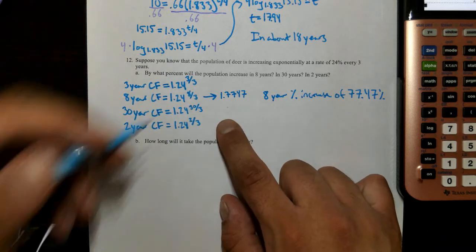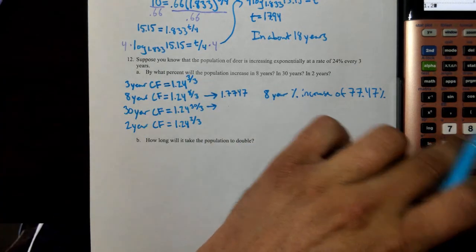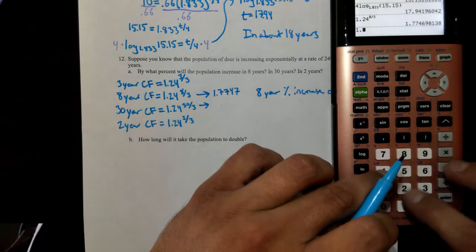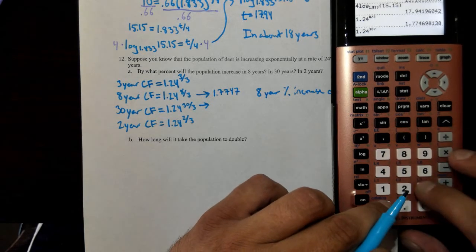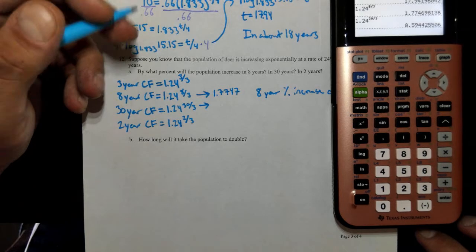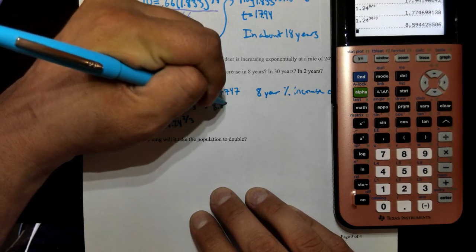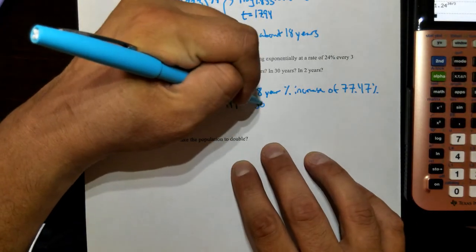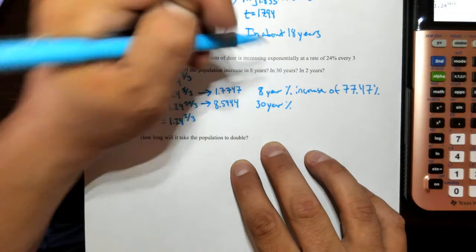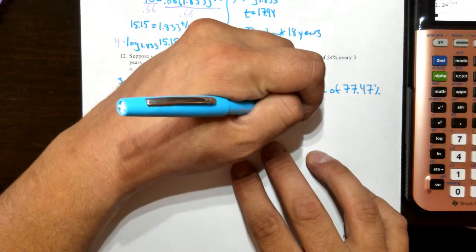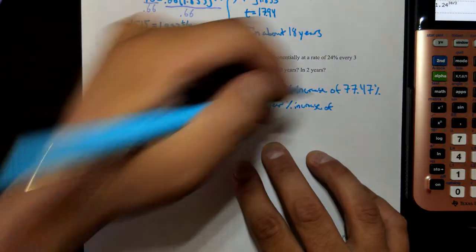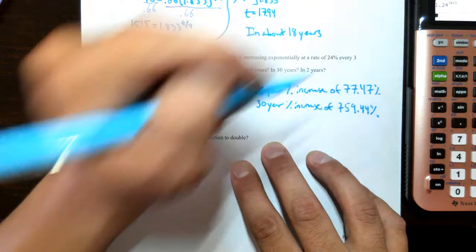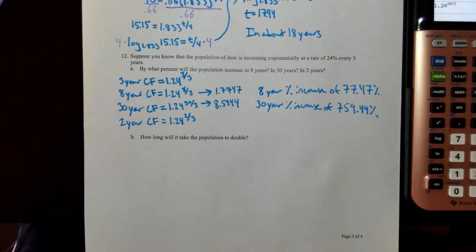Okay. This next one, 1.24 to the 30 over 3, and that's going to be 8.5944. So a 30-year percent increase, I'm going to have to do the same thing to get the percent. I just need to subtract 1 from it, and that's going to be 759.44%. Okay. Again, I'm just subtracting 1 from these.